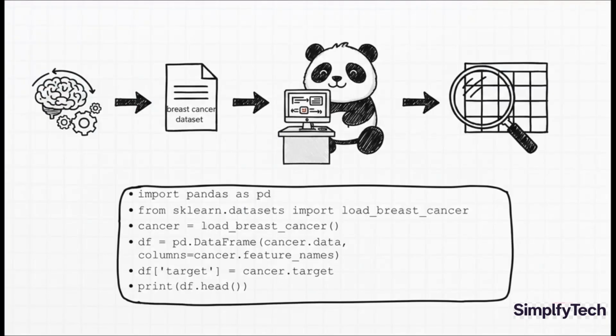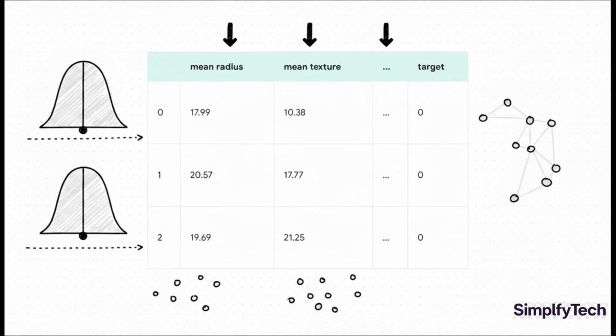Okay, first things first, we need some data. We're using pandas to get ourselves a nice data frame, and we're loading the breast cancer data set straight from Scikit-learn, which is super convenient. We load the features, we give them the right column names, we add our target variable, and then we just print the first few rows to see what we're dealing with. And boom, here's our output.